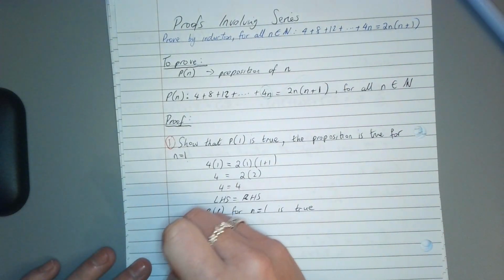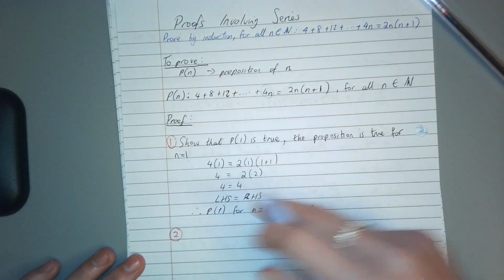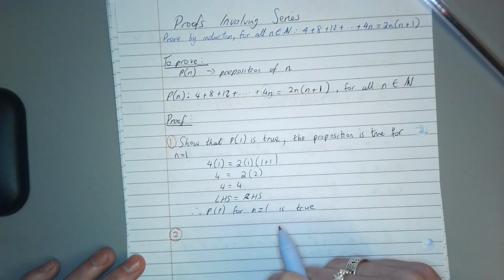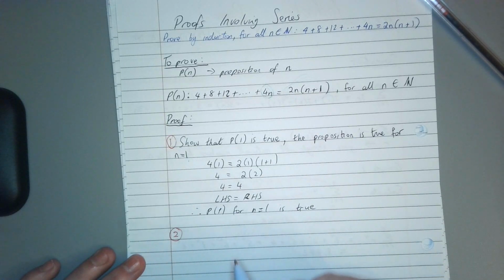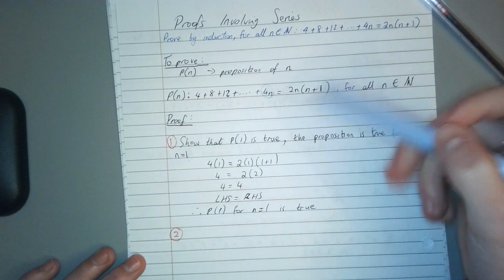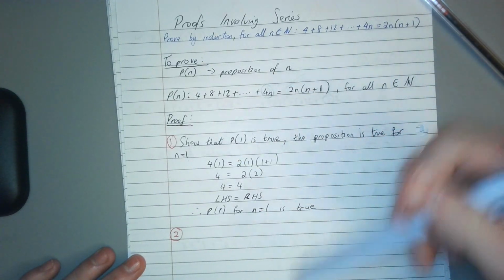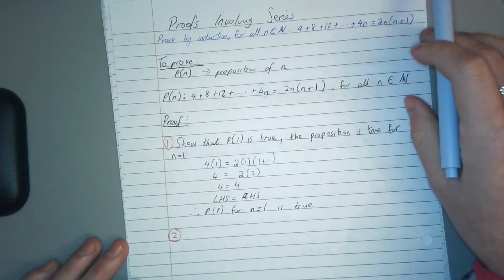So step 2 then is our assumption part. We've shown something's true, and now we're going to assume something is true and use that assumption to prove the rest of our proof by induction. Okay, so by assuming something is true, we can then show that it is true, unlike our proof by contradiction, which is the opposite way around.